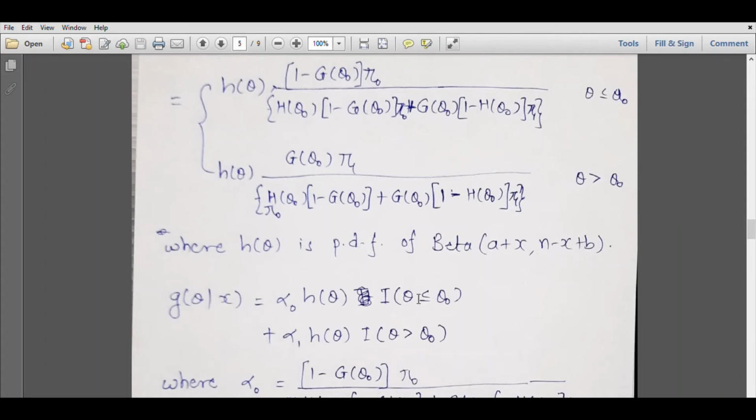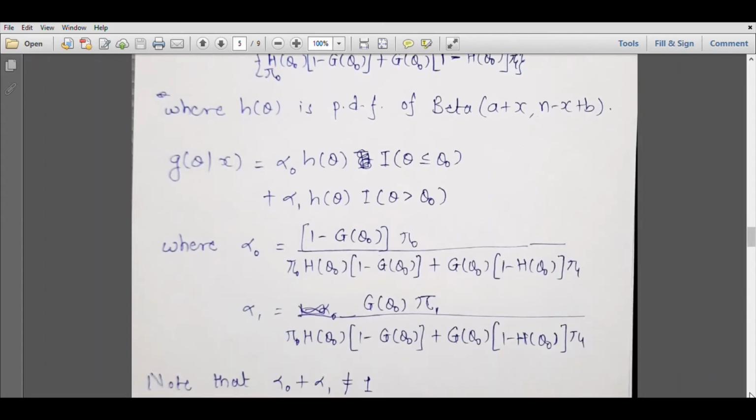So when theta is less than or equal to theta naught, this indicator function will be 1, and g theta given x will be simply alpha naught h theta, where alpha naught is this. Similarly, when theta is greater than theta naught, this will be 1 and this will be 0, and g theta given x will be simply alpha 1 h theta, where alpha 1 is this term. Now let us notice that right now you can't say that it is a mixture distribution because alpha naught and alpha 1 are not adding to 1.